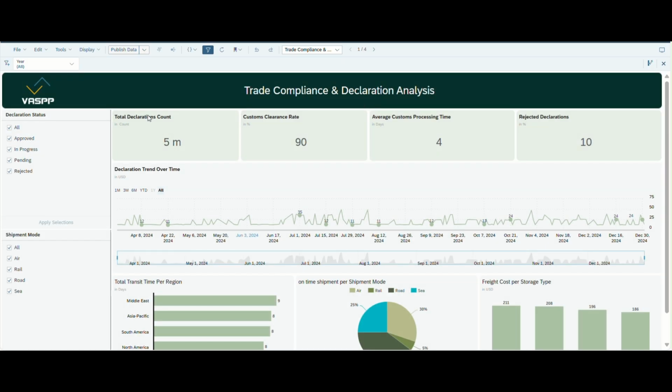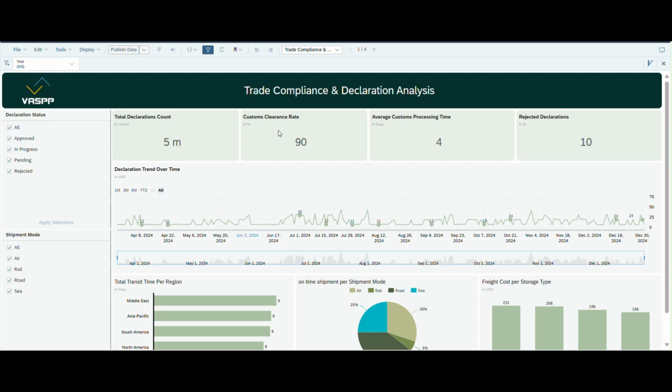You process 5 million total declarations. That number represents your global trade footprint. Each declaration carries weight, regulatory risk, delivery precision, and cost exposure. The customs clearance rate is 90%, which is strong and signals high procedural efficiency.